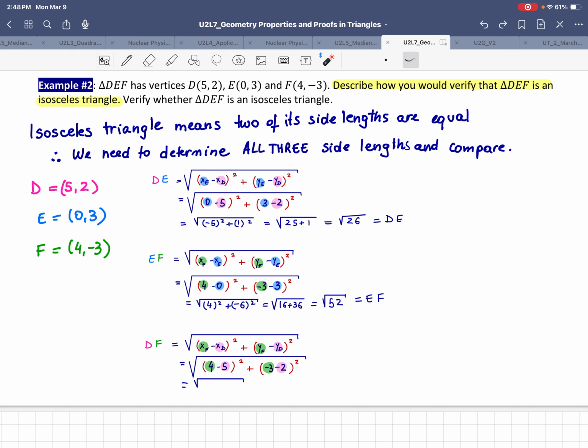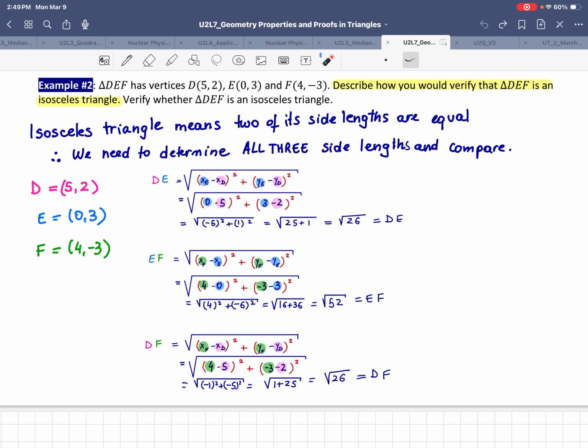Simplify, and then we have 4 minus 5 would be equal to negative 1. Remember to keep this inside brackets. It's a very common mistake people make, and then sometimes end up with even negative numbers inside the root. And then we think, oh, there is no solution. Well, there should be a solution. Just have to be very careful with the powers of 2. And then plus negative 3 minus 2 is negative 5 squared. And that will be 1 plus 25, or the square root of 26. And that would be the length of DF.